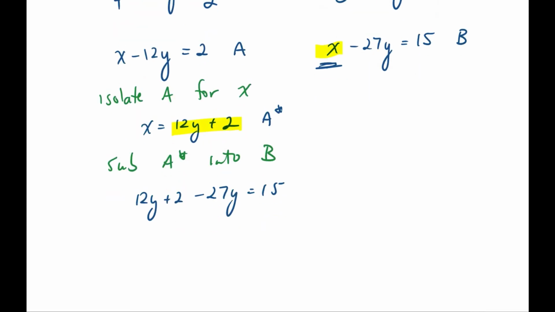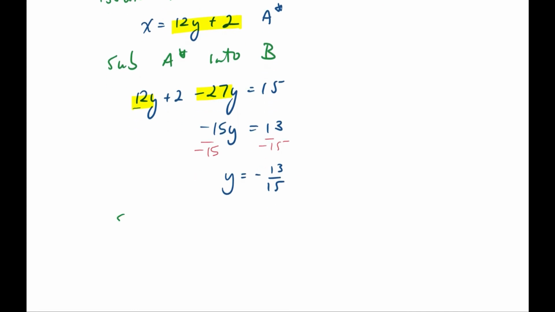If I move the 2 to the other side, I'm going to get 15 minus 2, which is 13. And if I collect like terms on this side, if I take the 12y and the minus 27y, I'm going to end up with negative 15y. Last step, divide both sides by negative 15. And we end up with y equals negative 13 over 15. There is the y value.